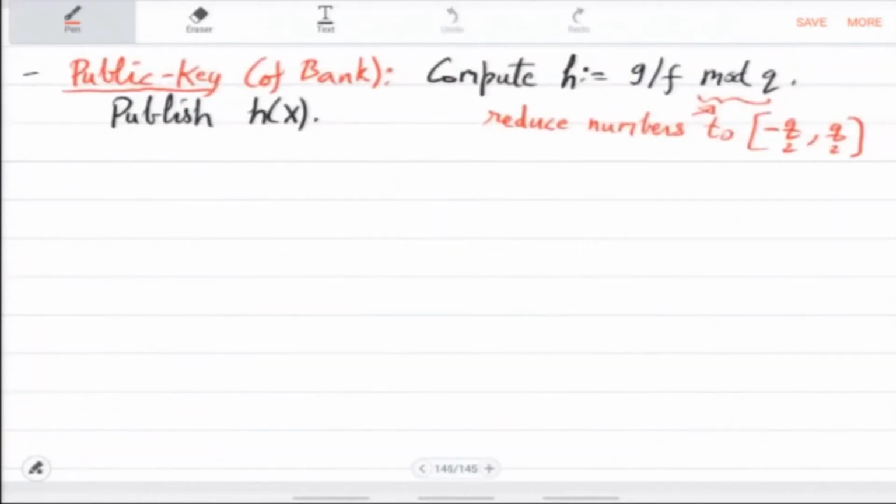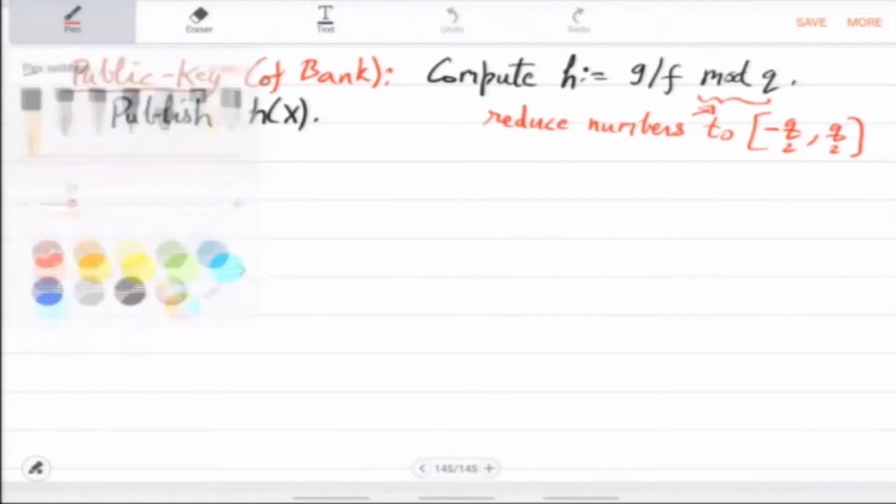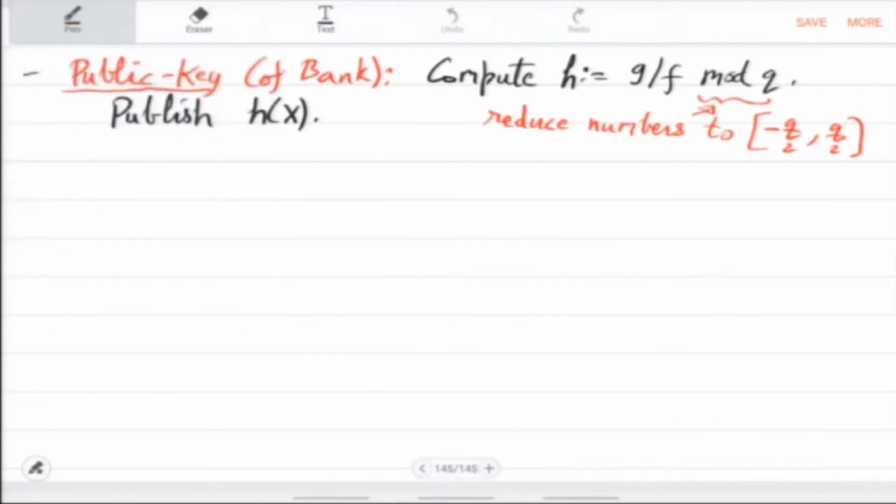Okay, and then the bank actually publishes one thing more, which is h equals g by f mod q. This is computed by the bank and then made public. So note that knowing h and q, it is not really clear how you will find g and f. It's not immediate, and mod q will always mean that you get a remainder between minus q by 2 and plus q by 2.